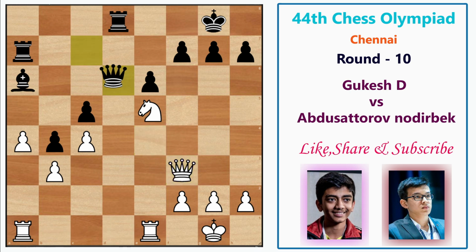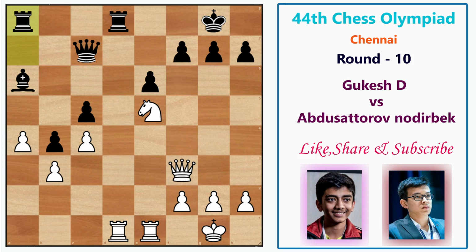So here he plays the move queen c7, sensing that idea. So he plays rook a d1. So Nodirbek plays rook a8, defending his brother. So rook takes d8 check, rook takes d8, rook to d1.